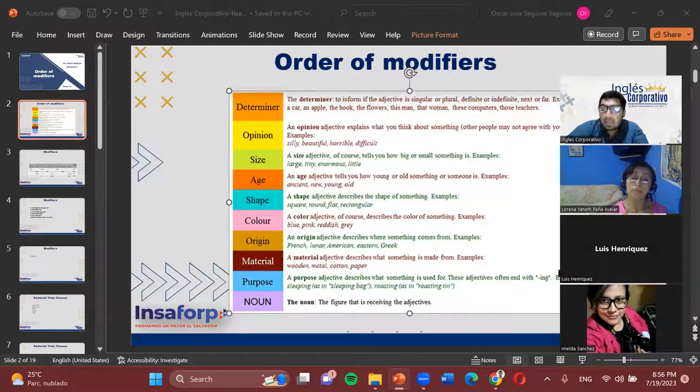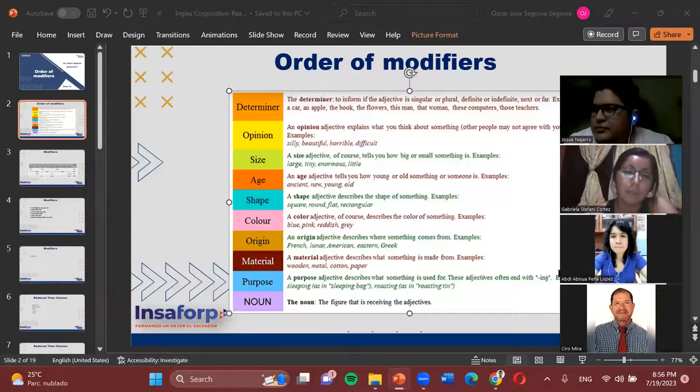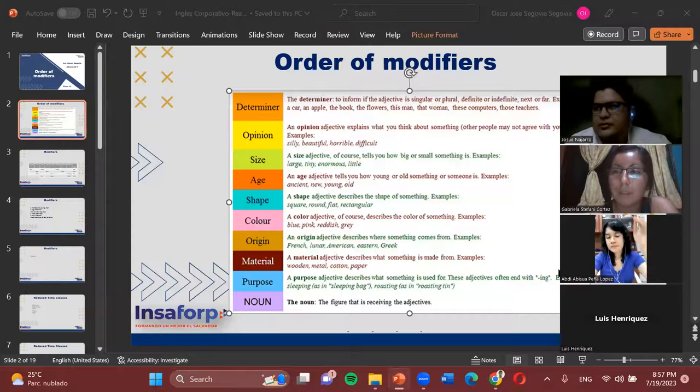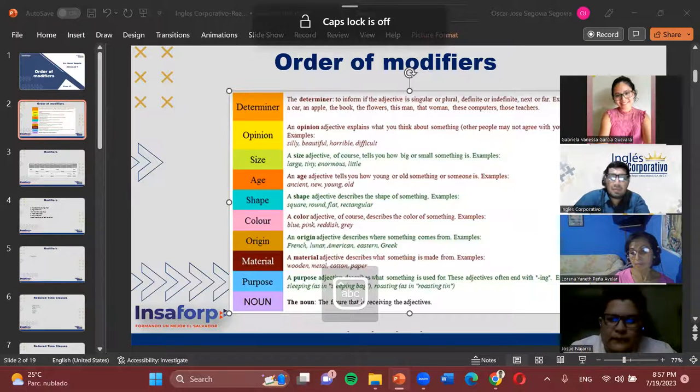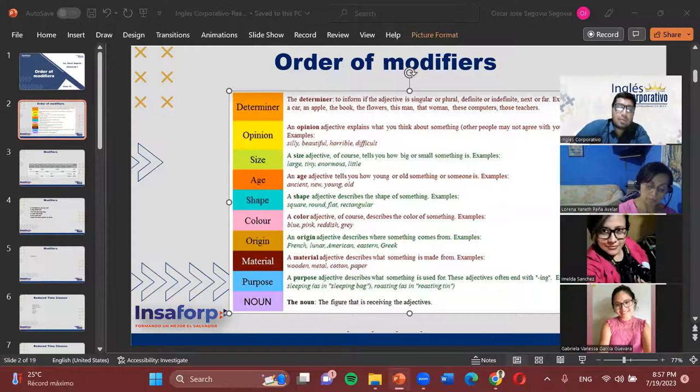Any other example you guys may have? Maybe Gabriela. Gabriela Cortez. Okay, or Gabriela Garcia then. She dressed up with a huge old pink sweater. Pink dress, did you say? Pink sweater. Oh, sweater. No sé de dónde saqué el dress, pero bueno. So she dressed up with a huge old pink sweater.